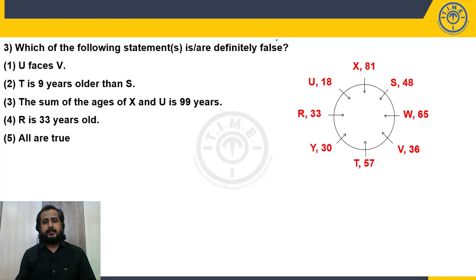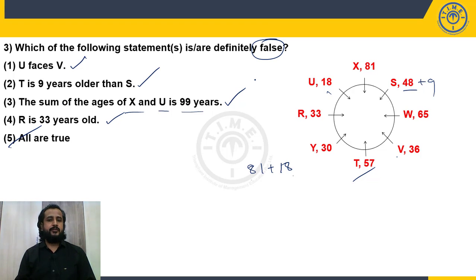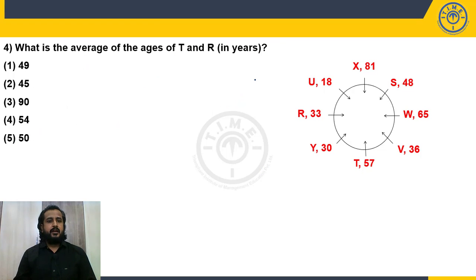Which of the following statements is definitely false? U faces V. It is true. T is 9 years older than S. S is 48 plus 9, 57. Yes, it is also true. The sum of the ages of X and U is 99 years. X is 81, U is 18. 81 plus 18 is 99. It is also true. R is 33 years old. It is also true. All are true. So none of them is definitely false. Okay, choice 5.